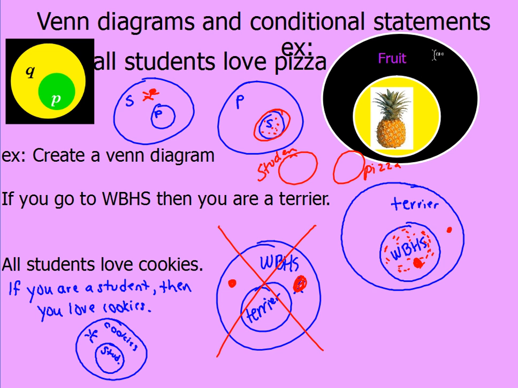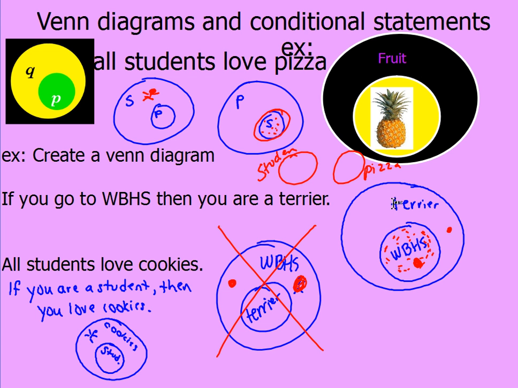If it says all students love pizza, this is another example where you could use this. You would want to have students on the inside and then pizza. All students love pizza. Again, it doesn't have to be true. Here's another one. If you go to William Byrd High School, then you are a terrier. So you want to put the WBHS part first, then terrier. It doesn't make any sense to say all terriers go to WBHS because there might be other schools that have the mascot terrier. But if you go to William Byrd High School, then your mascot is terrier.